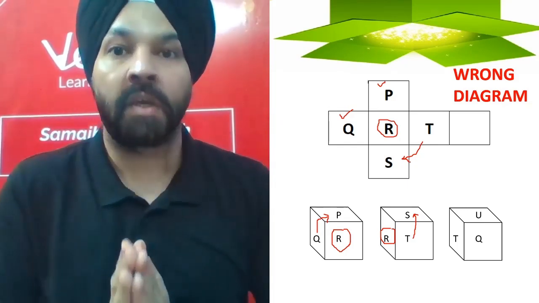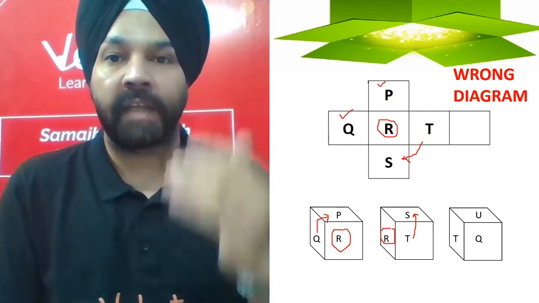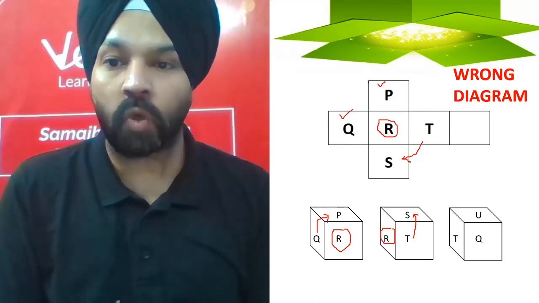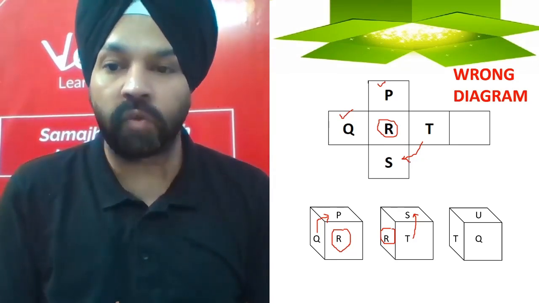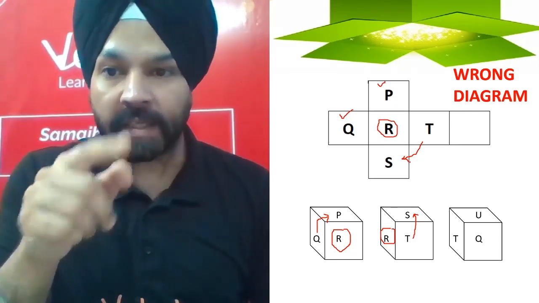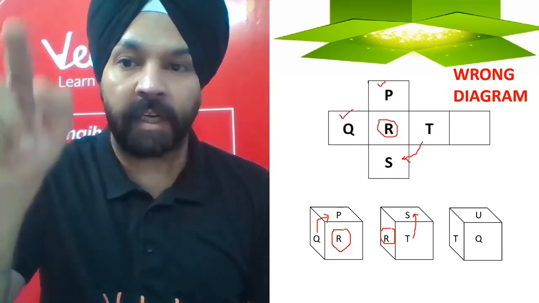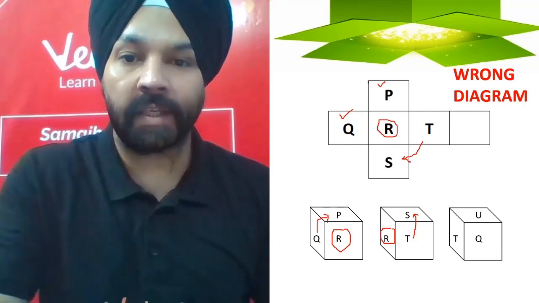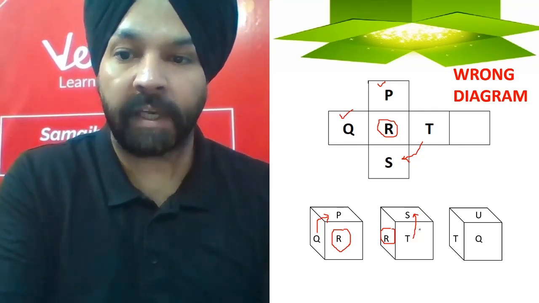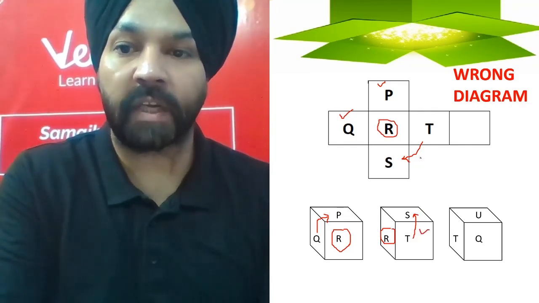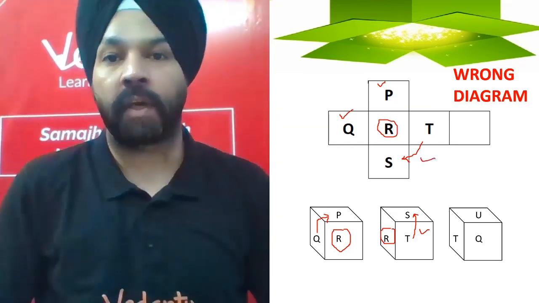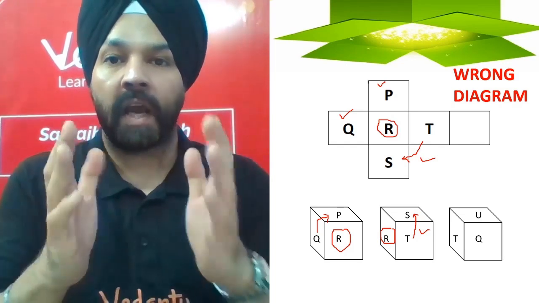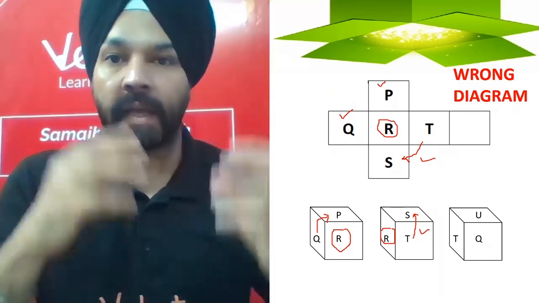Because what was my question? My question was to check which face is opposite to P. This is a wrong diagram. Why so? Because the orientation or the movement from T to S is upwards, whereas in my diagram it moves downwards. Or you can say from T to S it is anti-clockwise over here, whereas what I have done is I have gone for clockwise. I hope everyone knows what clockwise and anti-clockwise is. So that means I should place T and S in another way.